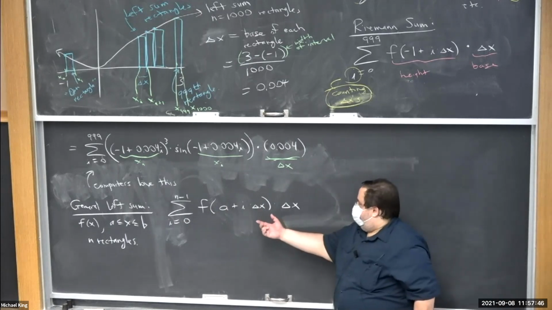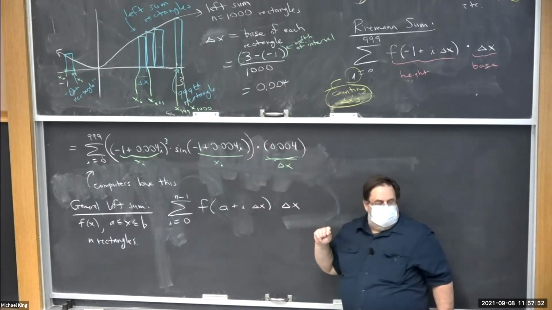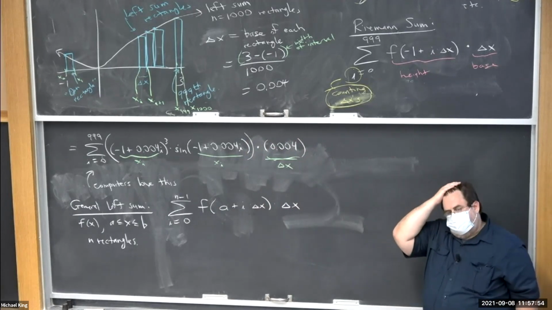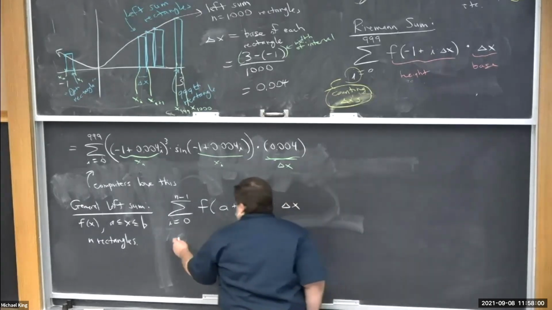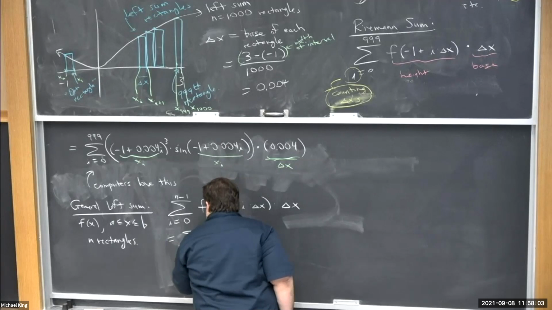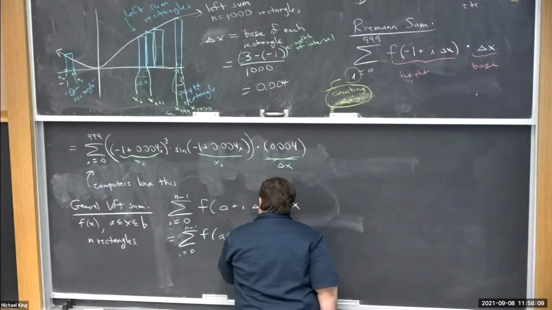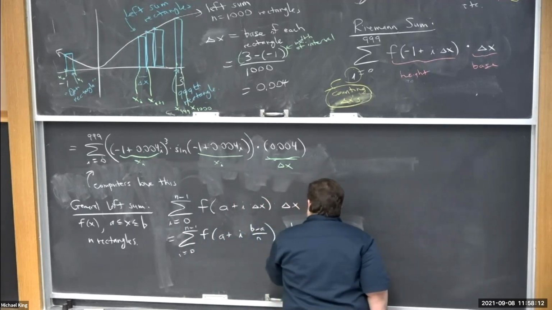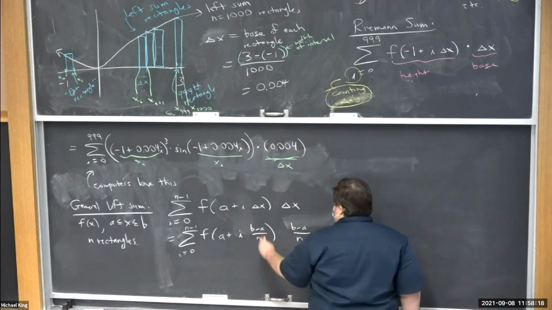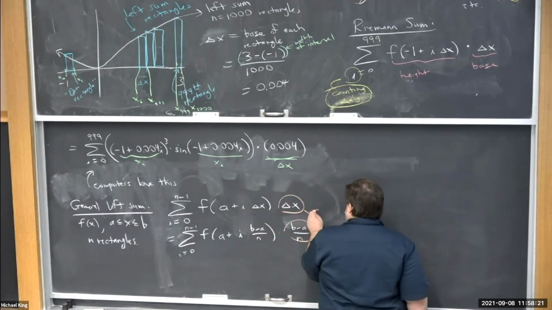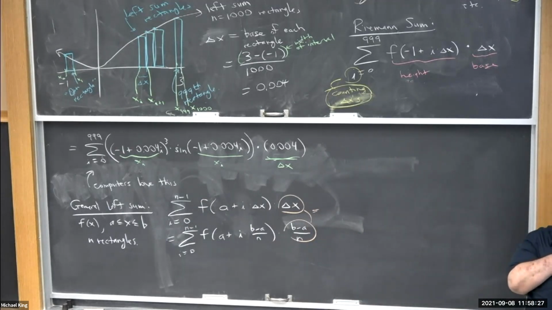That this is basically saying start at a and move over by i copies of delta x to get to the ith point you're going to plug into the function. And if I wanted to be even more explicit, I could write this as a plus i times b minus a over n, times b minus a over n, right? Because that's what delta x is. These equal each other by the same argument we gave earlier. It's just the width of the interval divided into n equal pieces.